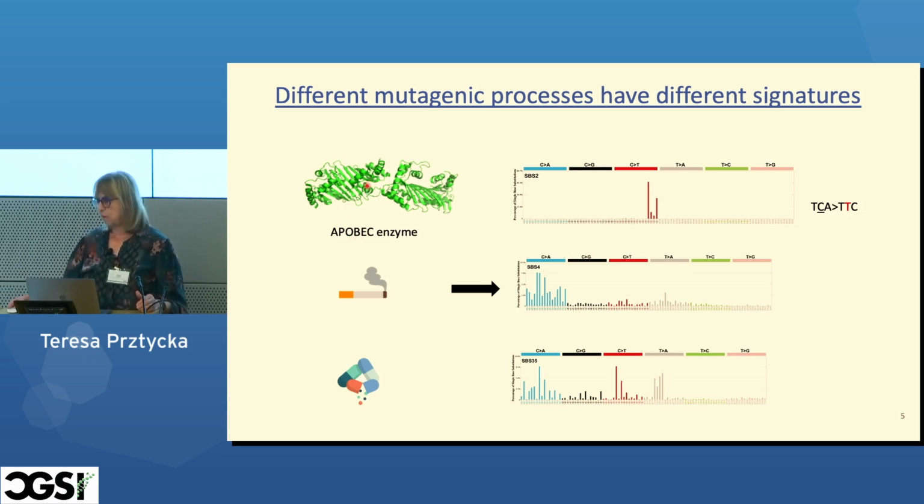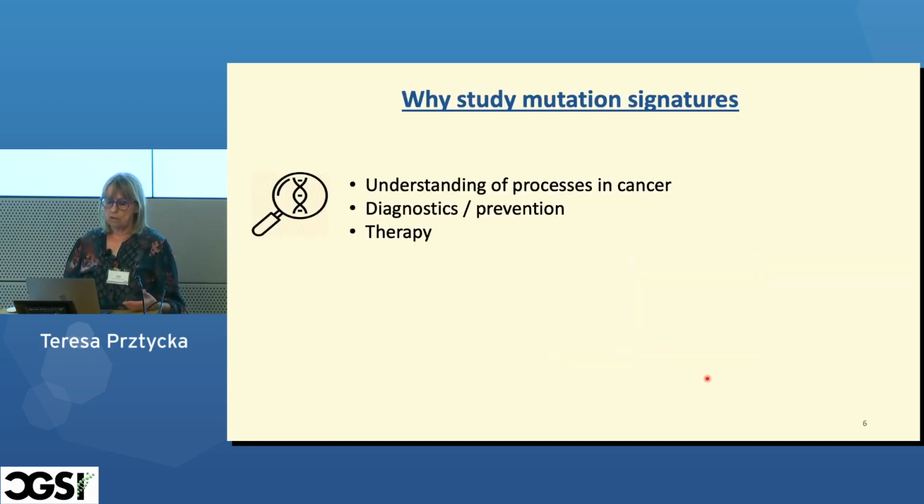APOBEC is a very famous enzyme that mutates DNA if it's in the single-stranded form. This has characteristic signatures, and here the most frequent mutation will again be C to T, but in a different context. Smoking has yet another characteristic mutation, and many drugs, especially drugs used in cancer therapy, have characteristic mutation patterns. Okay, so how can we discover those mutational patterns?